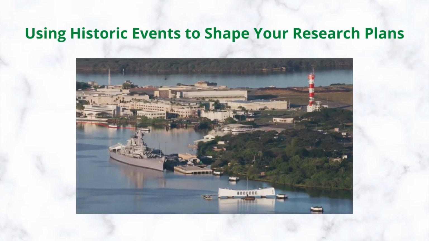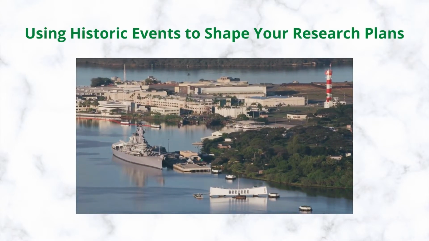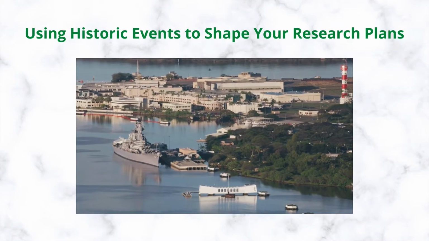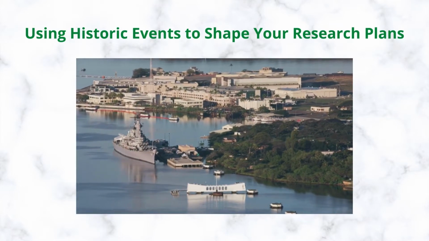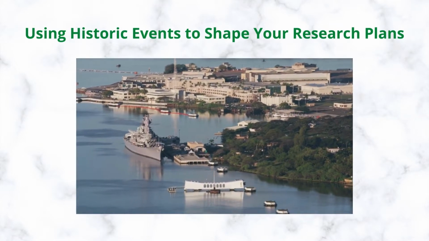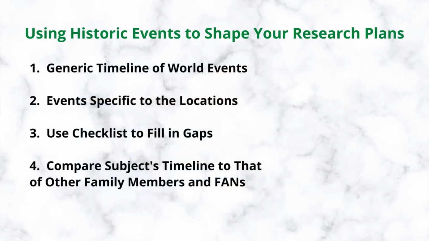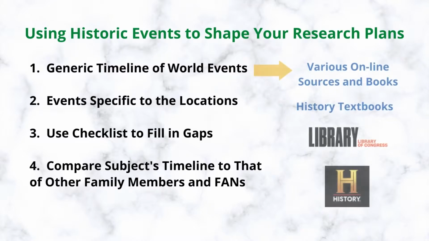First, we'll look at using historic events to shape your research plans. When crafting or updating your research plan for a living or deceased family member, a timeline of historic events is a great framework to use. Start with a generic timeline of world events specific to the period of your search. You can often find these in world history textbooks and at several sites online.